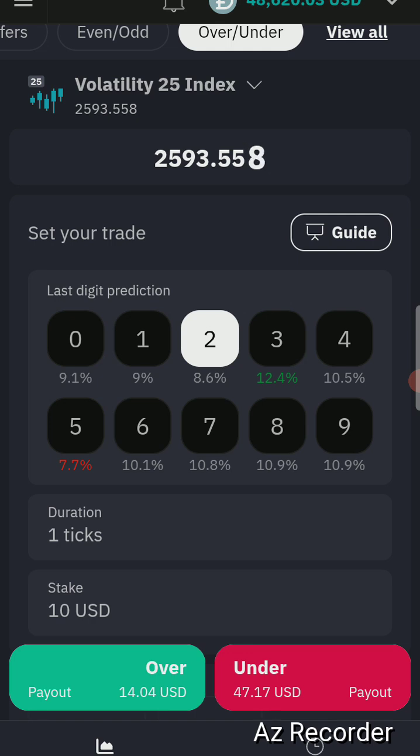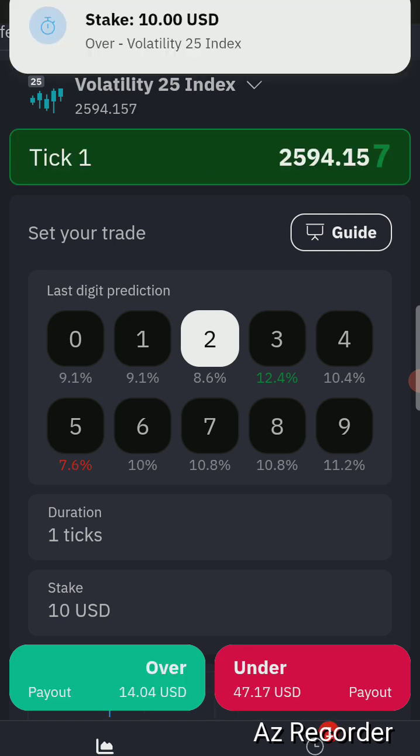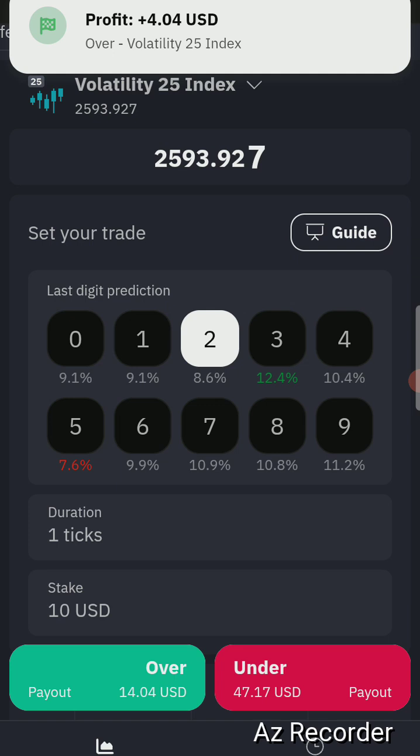6. You wait for either to go from digit 0, 1, you press over. Now let's wait. 7, 9, 1 over. That's a win. Remember to have proper risk management.